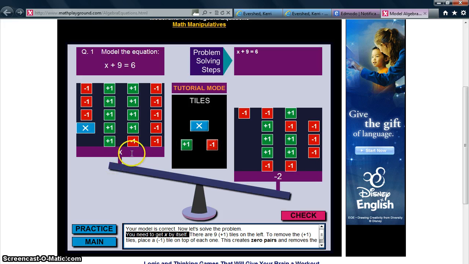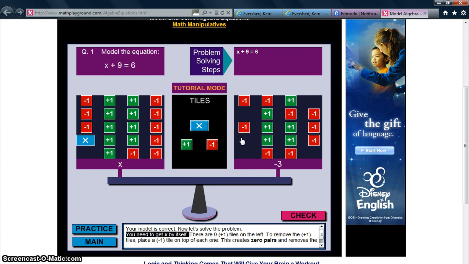So now I have x alone, but my scale's not balanced. So I'm going to put one more over here. And now my scales are balanced. Well, how many red tiles did I move? So 1, 2, 3, 4, 5, 6, 7, 8, 9. And as we talked about today, this was plus 9 here. So we subtract 9 from this side by using the 9 red tiles.